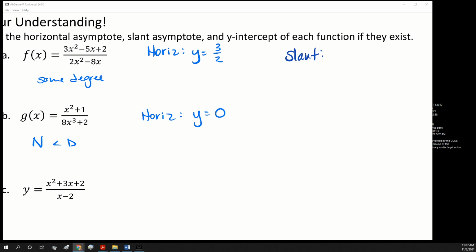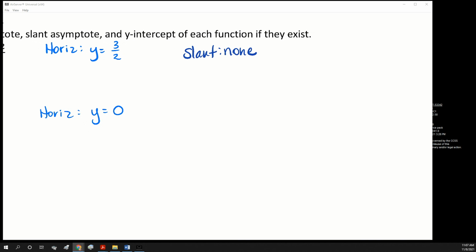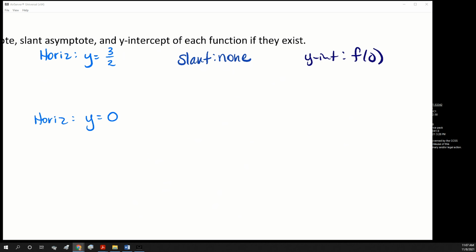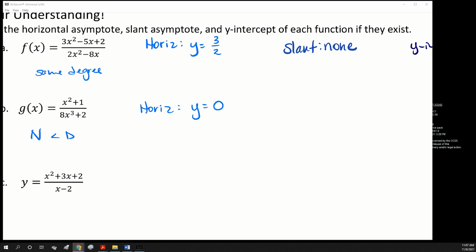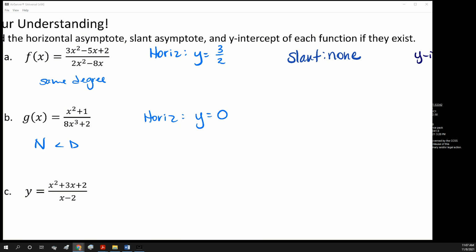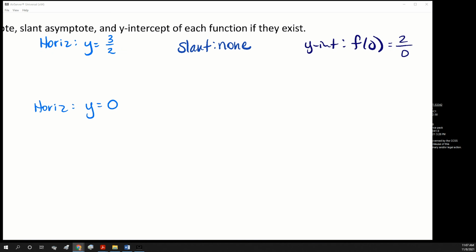Okay, so on A, we already figured out the horizontal asymptote was 3/2. So can there be a slant asymptote? No. Because the numerator's degree has to be greater than the denominator's, and that's what happens where there is no horizontal asymptote. All right, and then for the y-intercept, we are going to find f of 0. All right, so in the numerator, if I make all of those x's 0, what do you have left? 2. All right, what about the denominator? If you make all the x's 0, 0. So we get 2 divided by 0, which is a weird situation. So what do you think that means for your y-intercept?